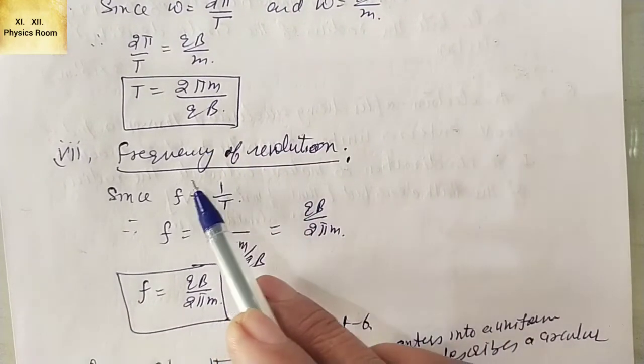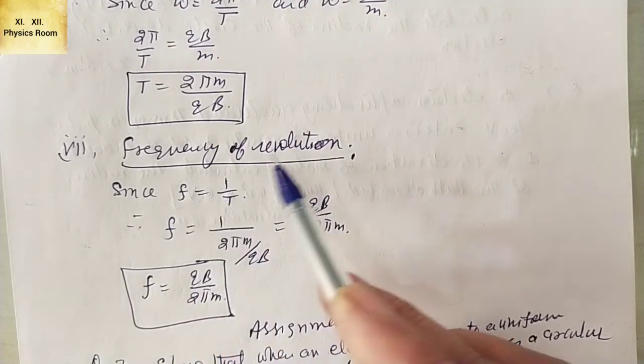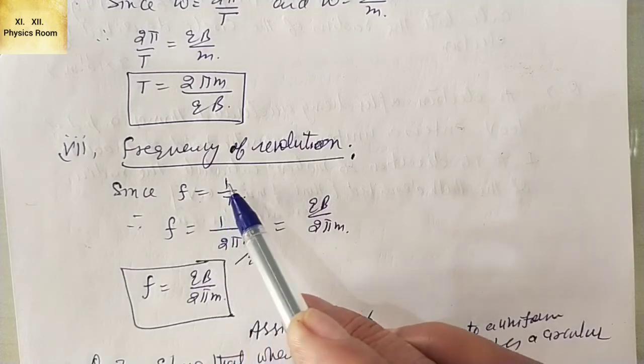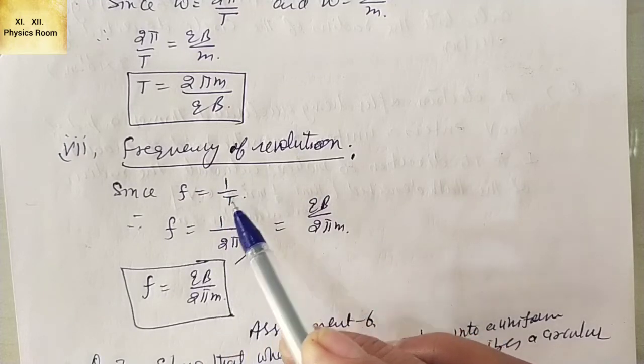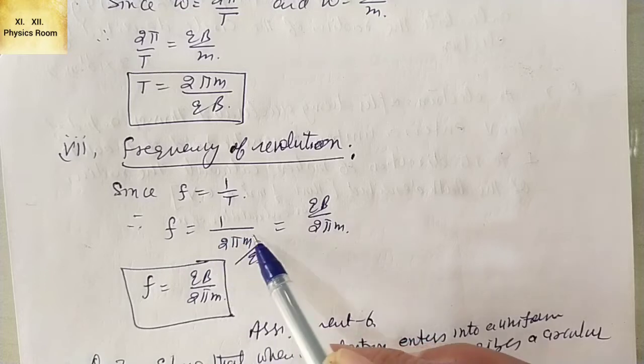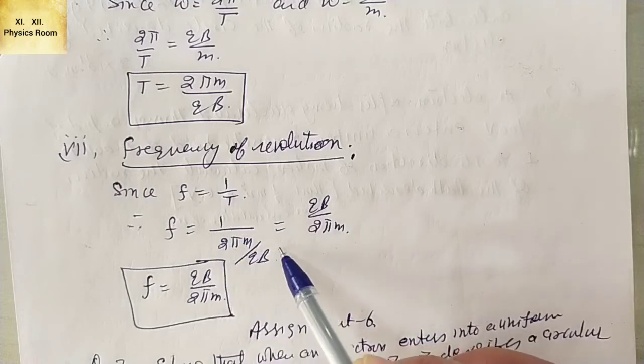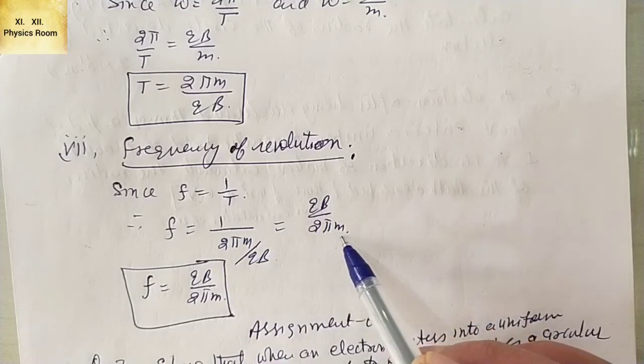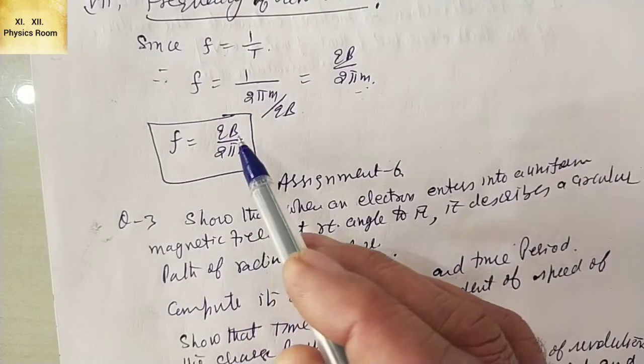Now frequency of revolution, we calculate the frequency of revolution. Since f is the reciprocal of time period, we can write f is equal to 1 by 2 pi m by QB, or it is equal to QB by 2 pi m. So frequency is given by QB by 2 pi m.